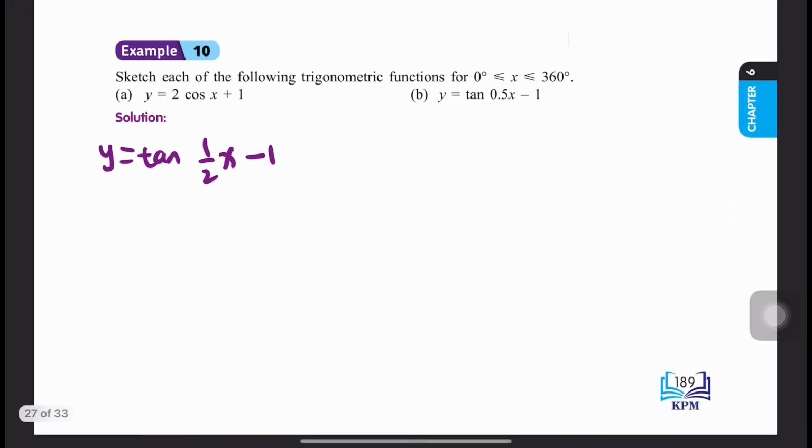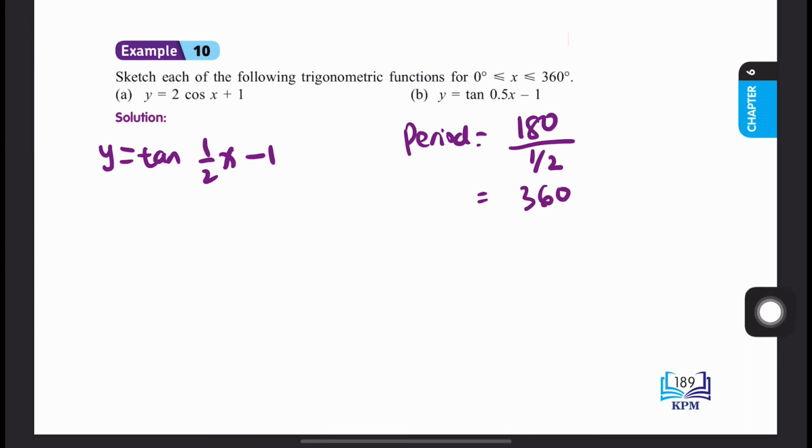Okay, so we have the period. 180 divided by b is 1/2. So 180 bahagi setengah kita akan dapat 360. Maksud dia kita hanya ada separuh graf tangent dalam 360.